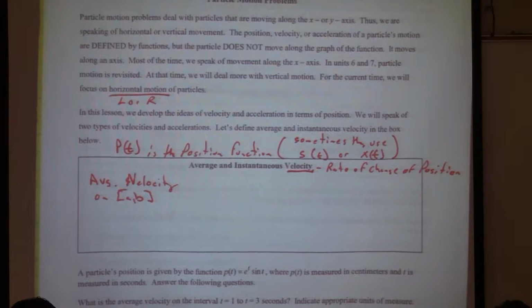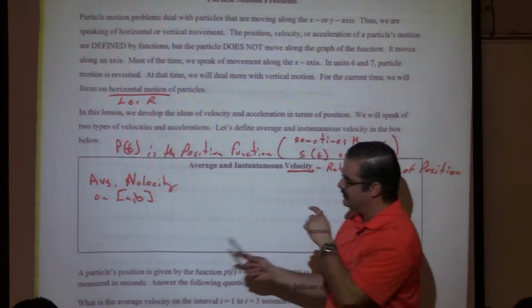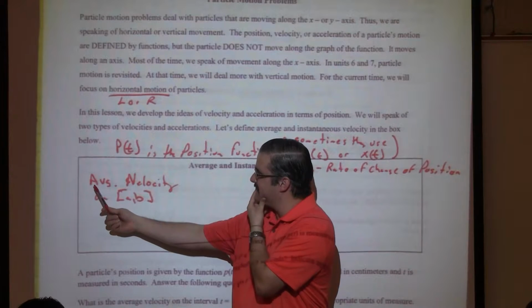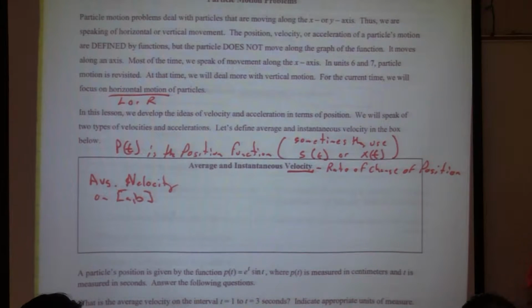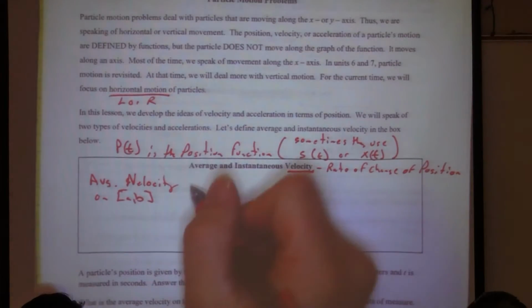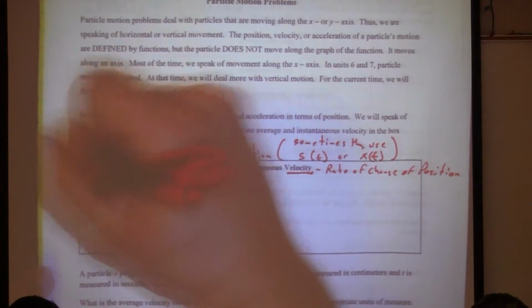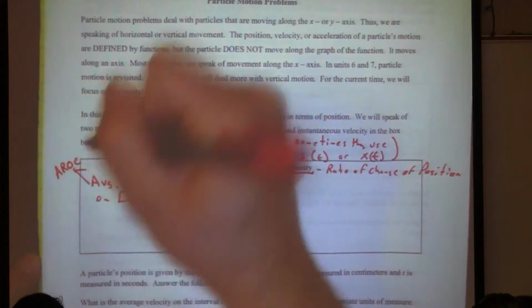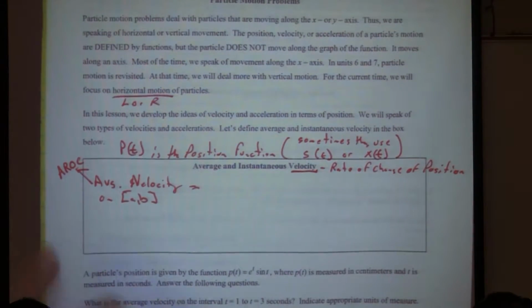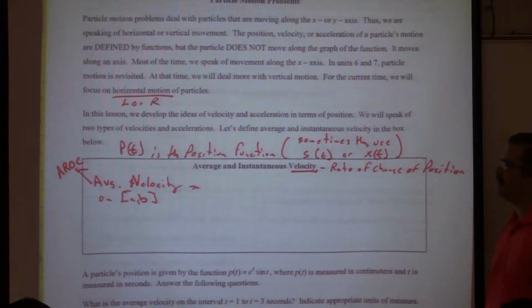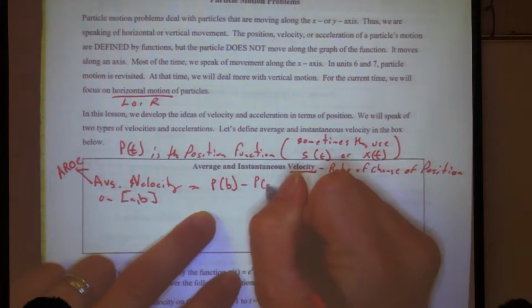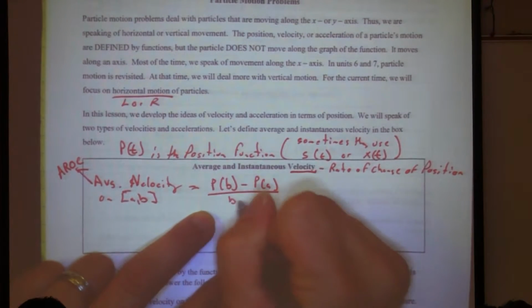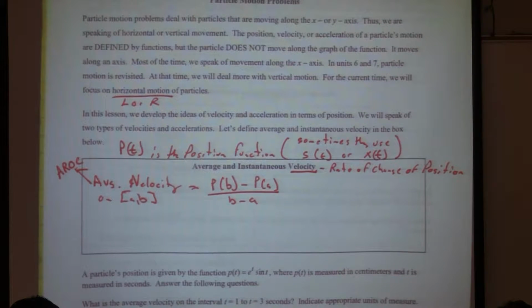We said velocity was a rate of change, right? So if I say average velocity, it's like asking for average rate of change of position. So is that kind of like A-ROC? So that's the A-ROC of the position. What would the formula be to figure this out? P of B minus P of A over B minus A. So the basic slope formula, right?